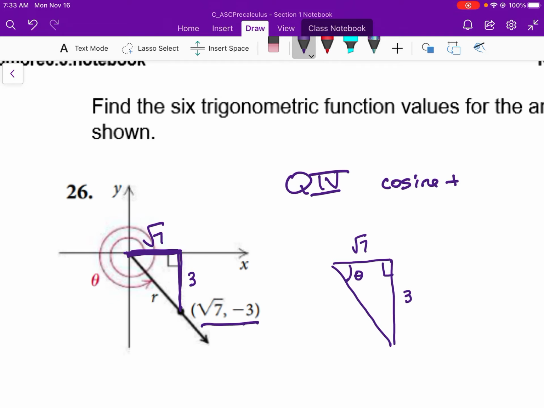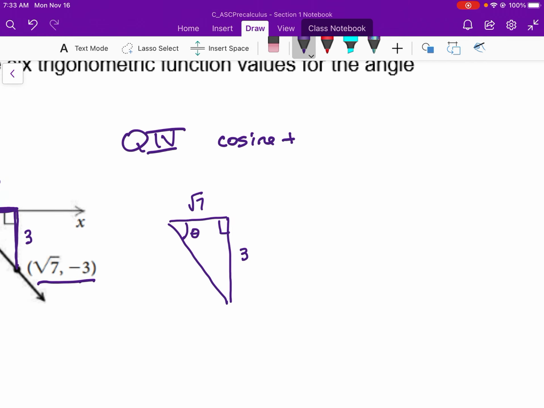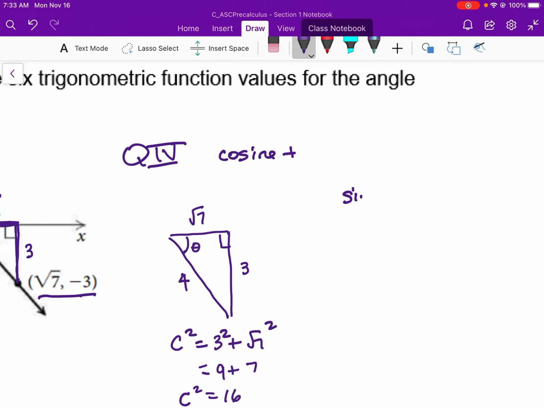I don't really care what the value of theta is, I just have to be able to find the trig functions of it. So the first thing I'm going to do is find my hypotenuse. So c squared is equal to 3 squared plus radical 7 squared. Radical 7 squared is 7. 7 plus 9 is 16. So c squared is 16, so c equals 4. All right. Now I just have to use my regular sine, cosine, tangent stuff.